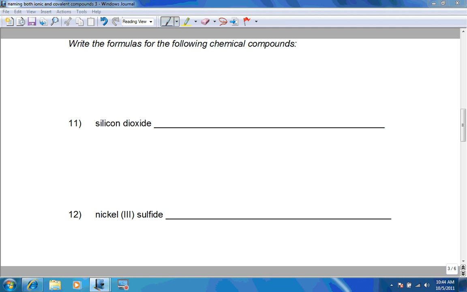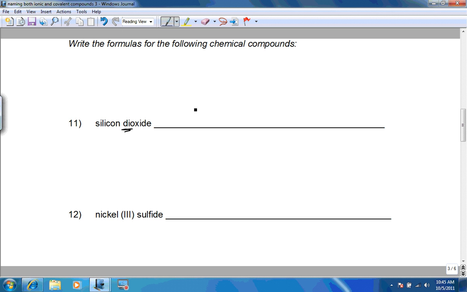Okay, we are now doing the second half of the naming both ionic and covalent compounds worksheet number 3. And this time we're taking the name and putting it into the chemical formula. Alright, so you see for number 11, you see the prefix there. That's an automatic indication that it's a molecular compound. So that means we do not care about the charges on these.